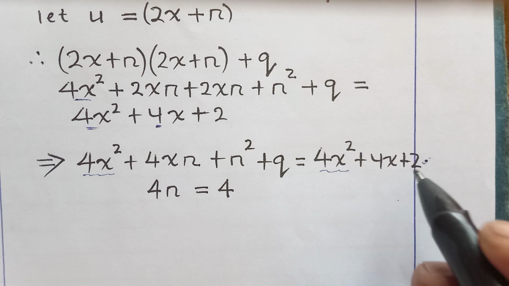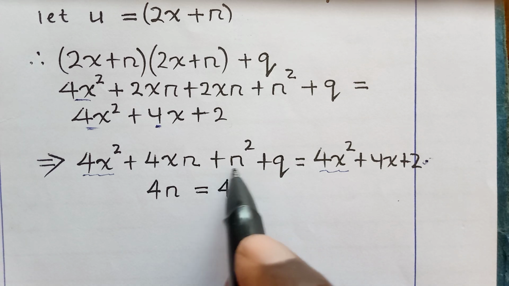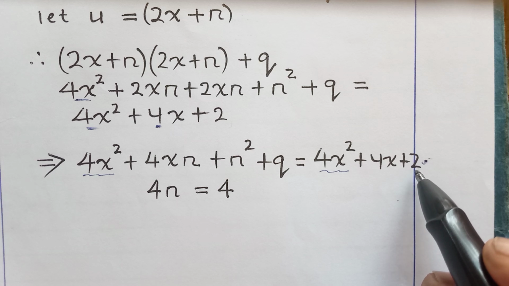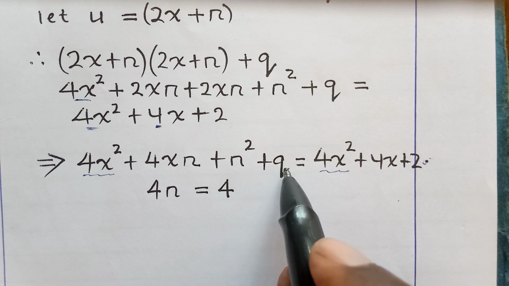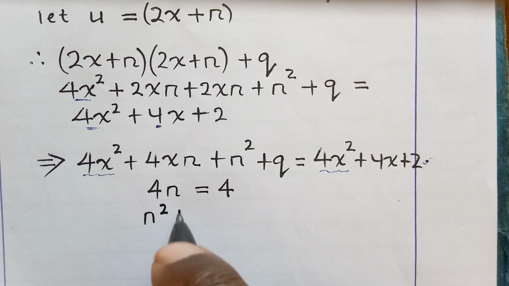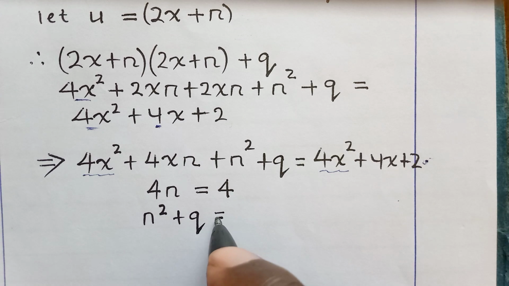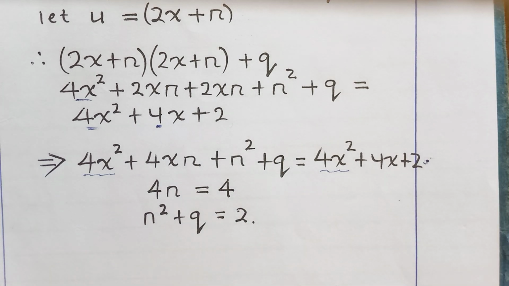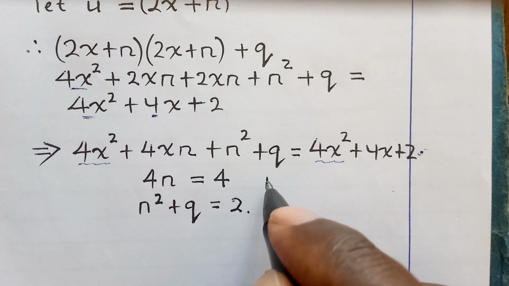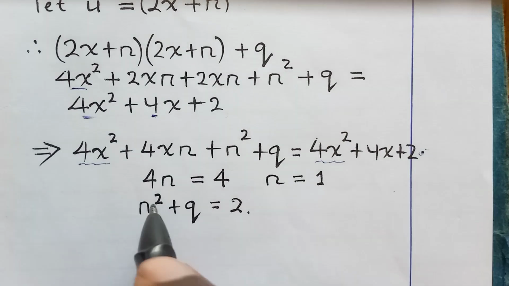Coming to this other side, this one does not have x and this one does not have x. So we say the constant on this side will be the same as the constant on this side. The constant on this side is n squared plus q, which is the same as the constant on this other side too, like that. So guys, for the n, we get n is equal to 1 according to this equation. You divide by 4 this side, divide by 4 this side.